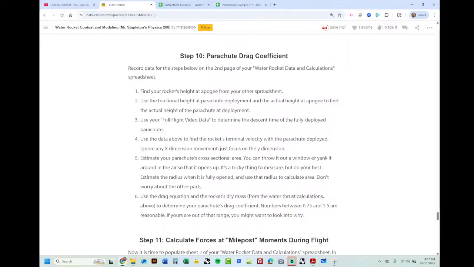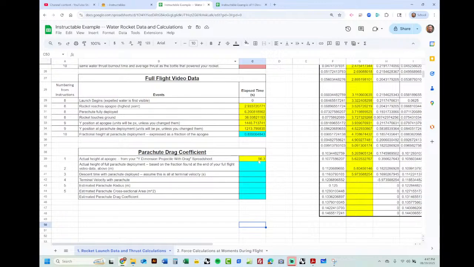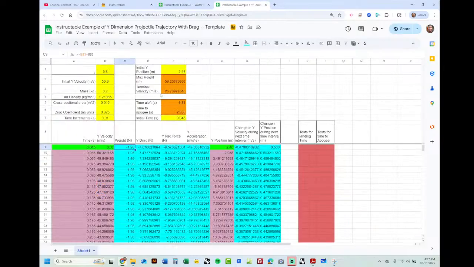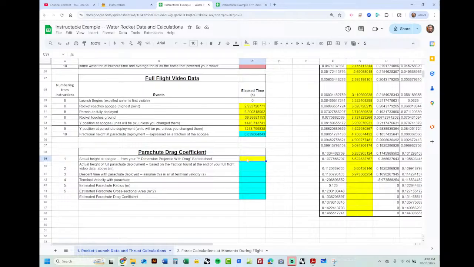Okay. So here is the actual height at apogee. I cheated a little bit. I got ahead of the game. I went to this sheet and I found that 56.25. So let's enter that as 56.3.